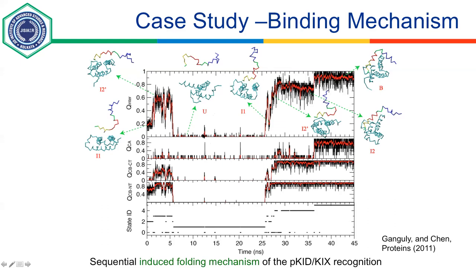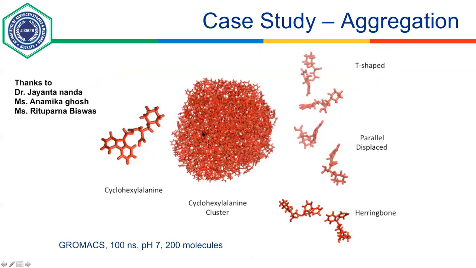So another case study is the aggregation. This is a collaborative work with Dr. Jayantananda from IIST Shibpur. Two of my students, Anamika and Rituparna, actually did this simulation. We simulate 200 such molecules to get our aggregated spheres, and we need around 100 nanoseconds. We use Gromacs.